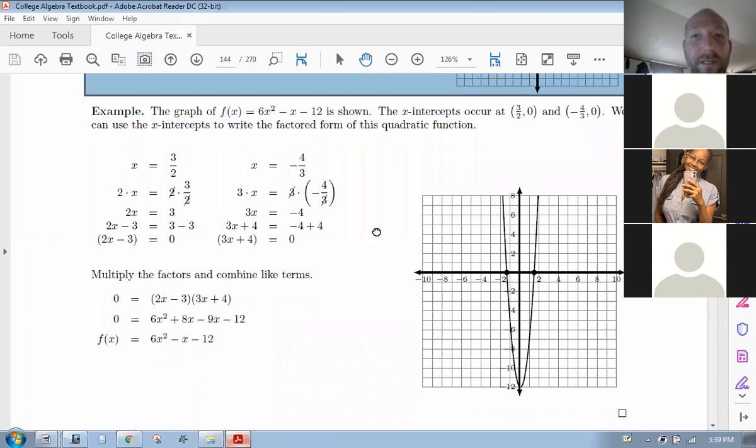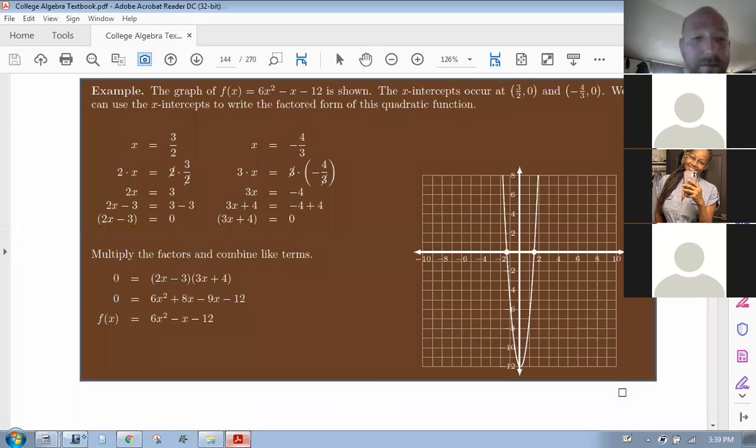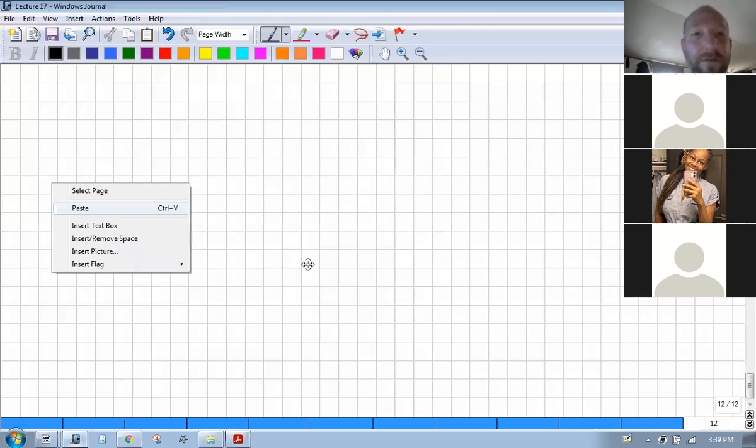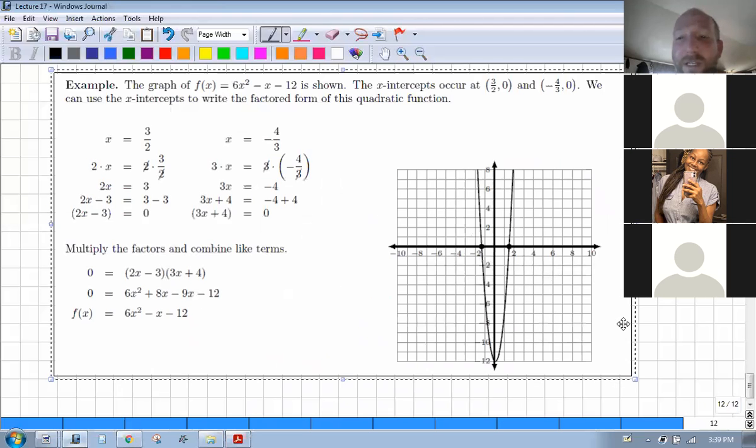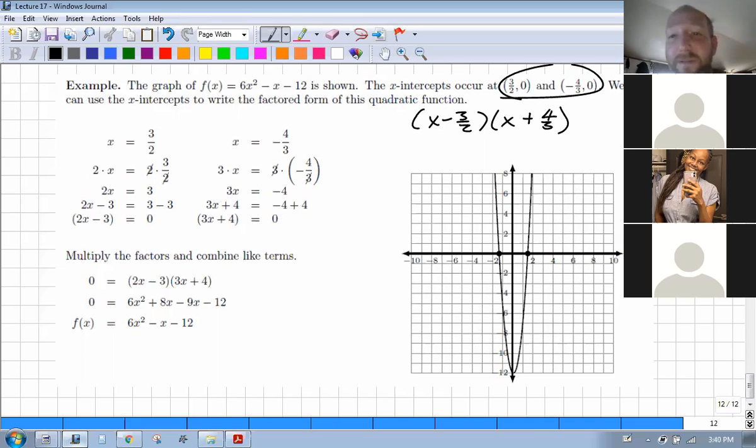Let's see another example. This one's a little different. So we can see the x-intercepts are at 3/2 and 4/3. A while ago, I said just do x minus 3/2 and then x plus 4/3, right? And that would be our function.